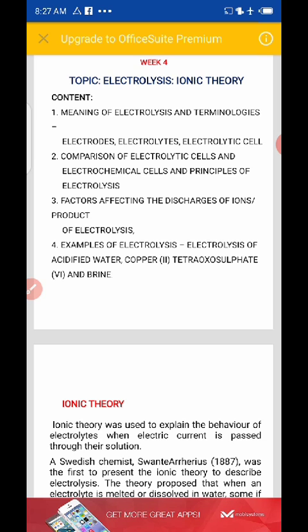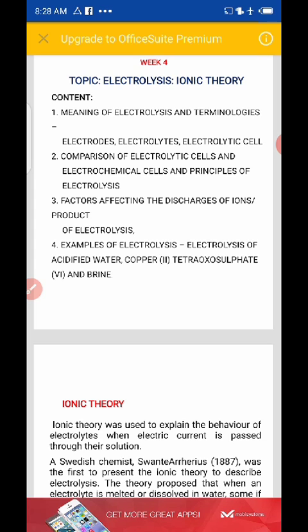I am S. Adebayo, still taking you in chemistry today, and today we shall be talking about electrolysis and ionic theory. Under this, we shall be discussing the meaning of electrolysis and terminologies that are attached to it, like electrodes, electrolytes, electrolytic cell, and the likes.